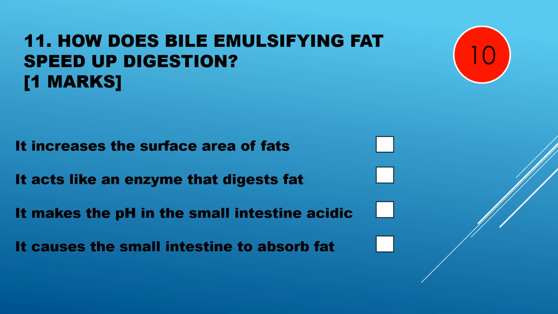11. How does bile emulsifying fat speed up digestion? Does it increase the surface area of the fat? Does it act like an enzyme that digests the fat? Does it make the pH in the small intestine acidic? Or does it cause the small intestine to absorb fat? Increases the surface area of fats, therefore quicker enzyme action.